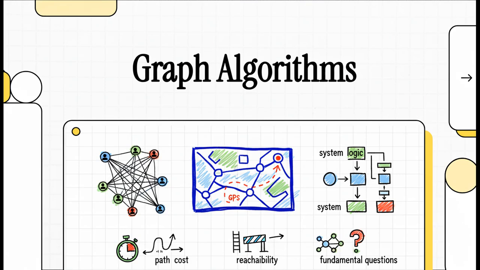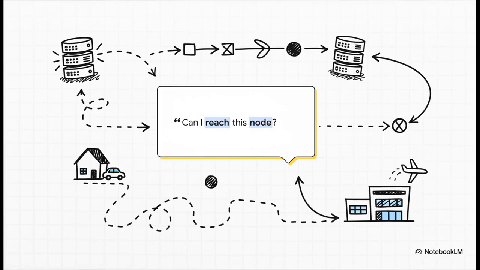We tend to think of graph algorithms as this really abstract academic thing, but they're not. They're actually the secret sauce running the world all around us, from your GPS to your social media feed. Once you start seeing systems as just a collection of connected dots, a graph, a few really fundamental questions just naturally pop up. So you start with the most basic question of all, right?